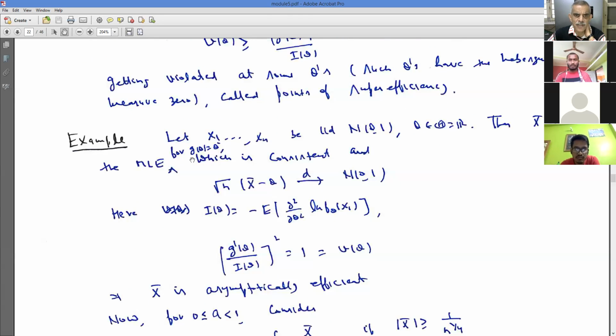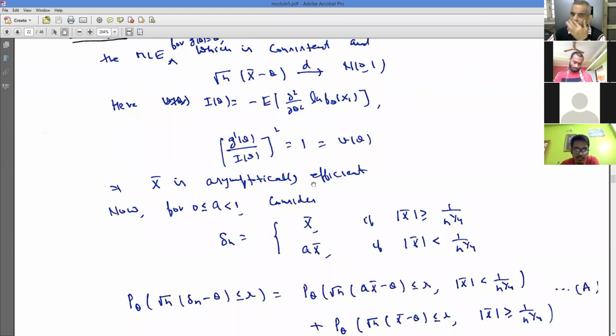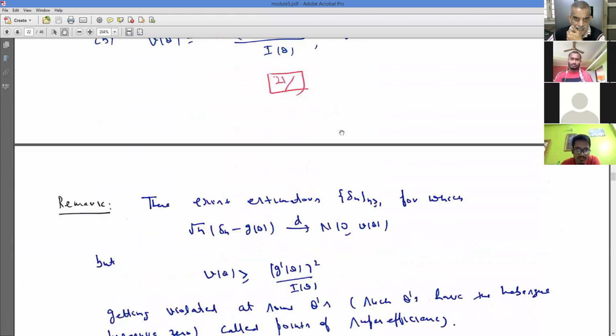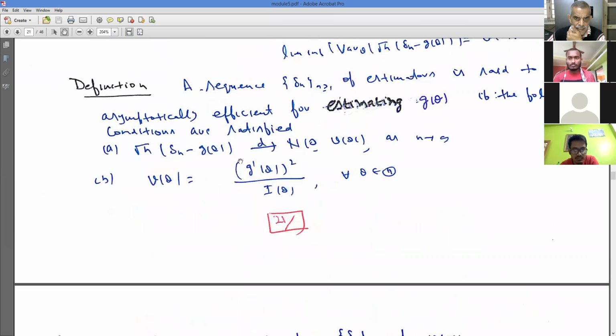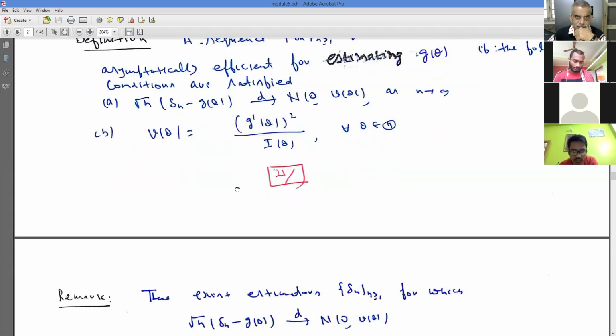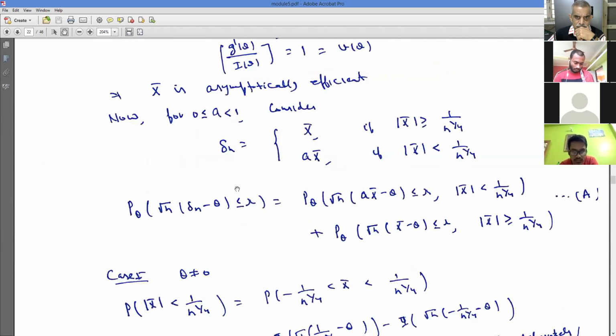So that is what I am showing over here: x1, x2, xn normal theta 1, root n. If I look at g prime theta whole square by I theta, that turns out to be 1, which is the same as the variance of x bar. So x bar is asymptotically efficient, right? By definition, because I had said any estimator for which this bound is attained, we call such an estimator asymptotically efficient.